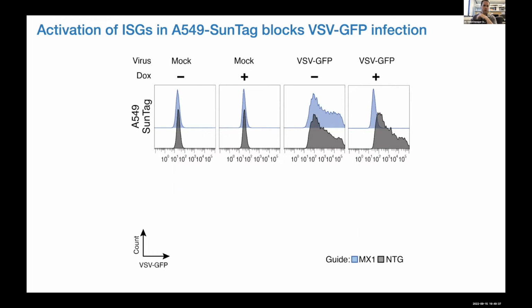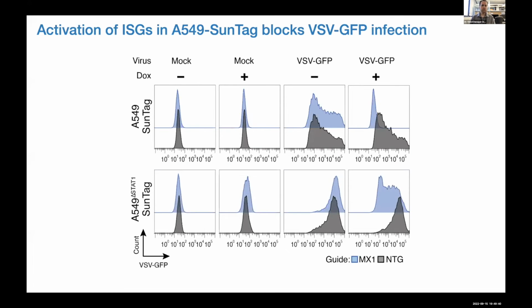In the experiment I'm showing you, we infected with VSV expressing GFP as a marker for productive infection in our system. These are flow plots, so the x-axis is the intensity of GFP. You can compare the blue histogram, which are cultures that express guides targeting the activation of MX1, a very prominent antiviral gene, to cultures that express a non-targeting guide. You can see that without any kind of viral infection, regardless of treatment of the cells with DOX that induces gene expression, there is no apparent increase in GFP.